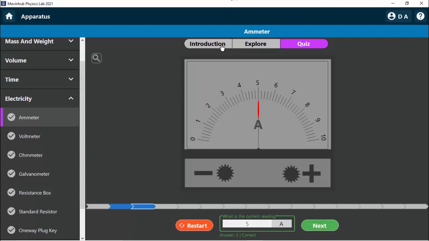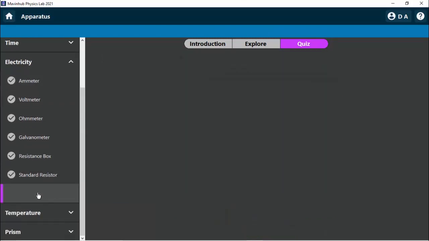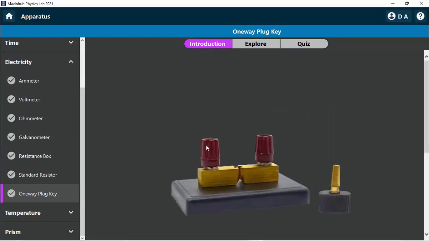Okay, so the next thing we are going to talk about is the one-way plug key. The one-way plug key is something like this. There's a terminal here and another terminal here. It could be positive or negative, it doesn't really matter. Any of them could be positive and any of them could be negative. Then you have your knob.